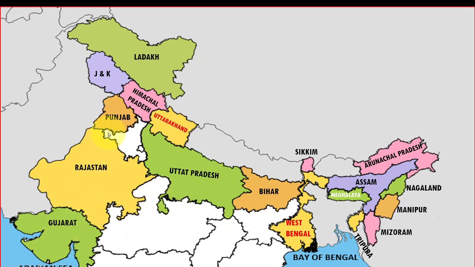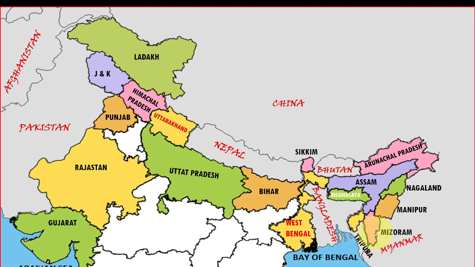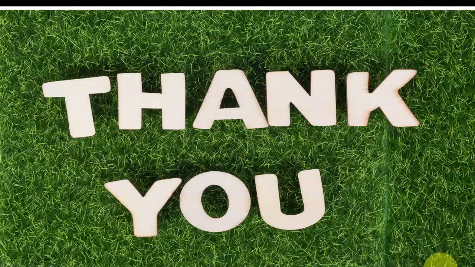Here once again to recall: Gujarat, Rajasthan, Punjab, Jammu and Kashmir, Ladakh share border with Pakistan. Ladakh shares border with Afghanistan. Ladakh, Himachal Pradesh, Uttarakhand, Sikkim and Arunachal Pradesh share border with China. Uttarakhand, Uttar Pradesh, Bihar and Sikkim share border with Nepal. Sikkim, West Bengal, Assam and Arunachal Pradesh share border with Bhutan. West Bengal, Assam, Meghalaya, Tripura and Mizoram share border with Bangladesh. And Arunachal Pradesh, Nagaland, Manipur, Mizoram share border with Myanmar.